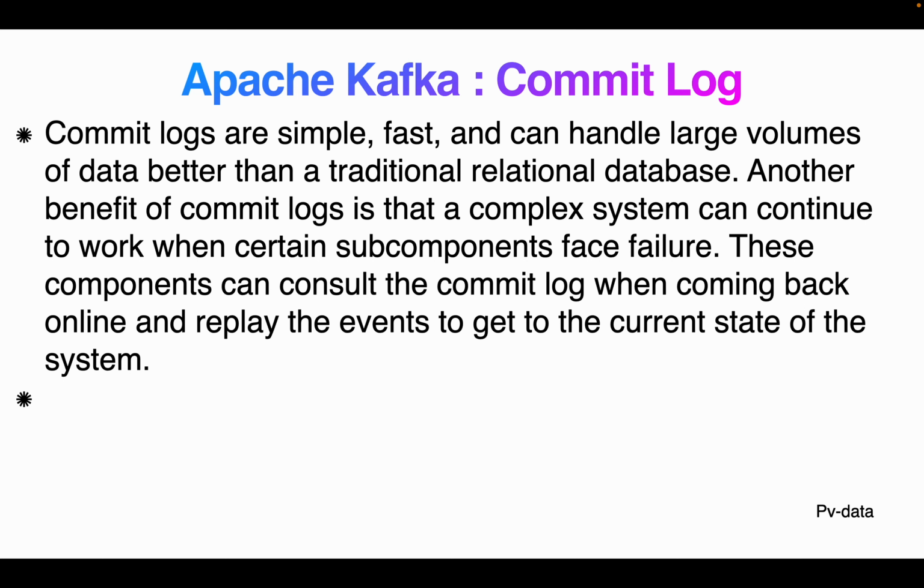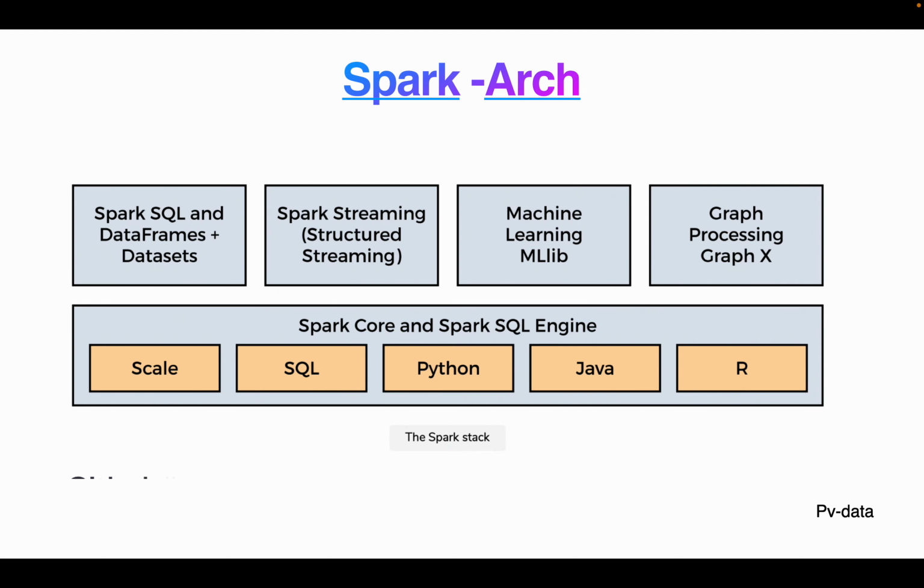So commit logs are simple, fast, and can handle large volumes of data better than a traditional relational database. Another benefit of commit logs is that a complex system can continue to work when a certain subcomponent faces failure. These components can consult commit logs when they come back online and reliably get events to the current state.